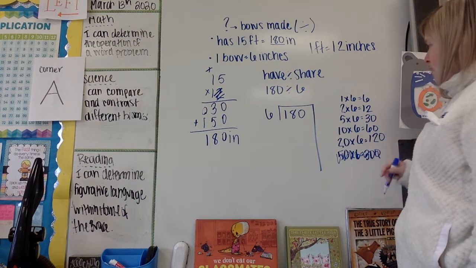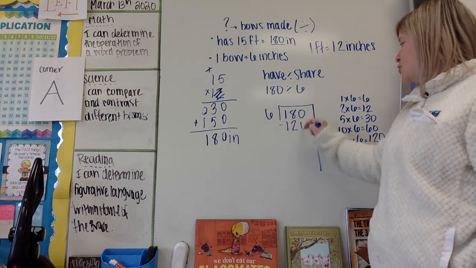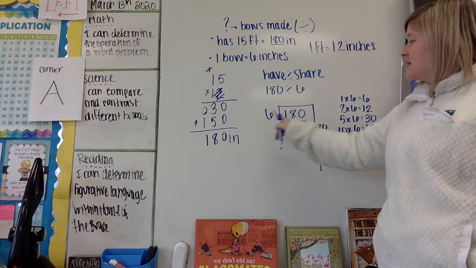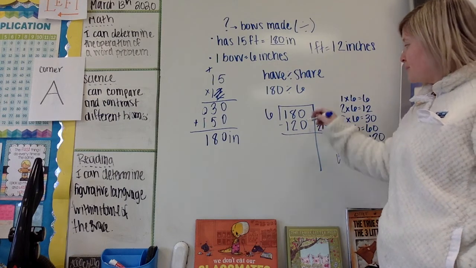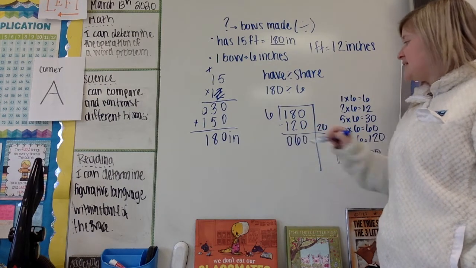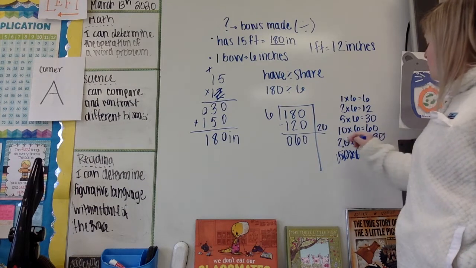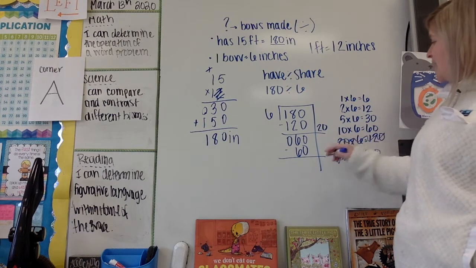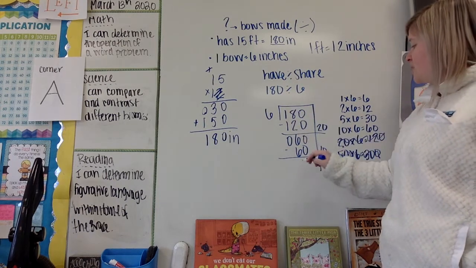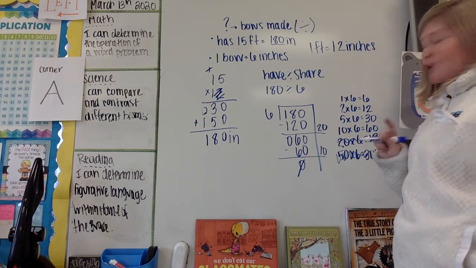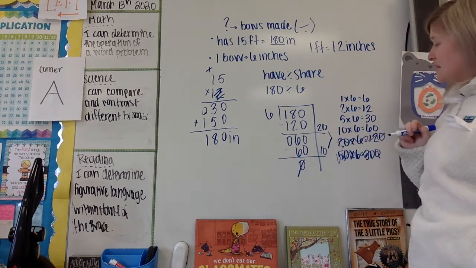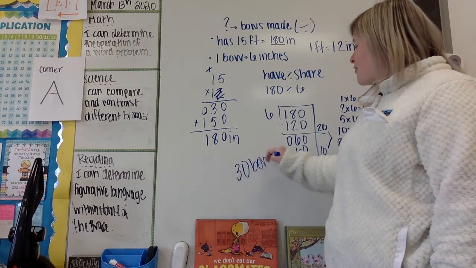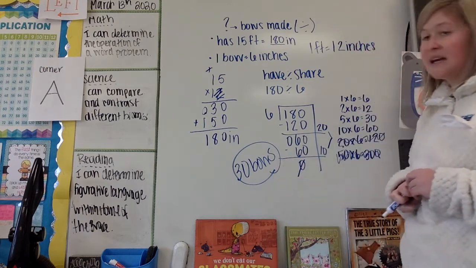So I'm going to cross out 300 and I'm going to subtract 120. That is 20 off to the side because 20 times 6 is 120. Okay? So now when I subtract, it leaves me with 60 left. So 120 is too big, but I can use 60, which is next on my list, which is 10 times 6 is 60. When I subtract, I have nothing left over. So now take your 2 partials and put them together. 20 plus 10 is 30. So she can make 30 bows with her 15 feet of ribbon.